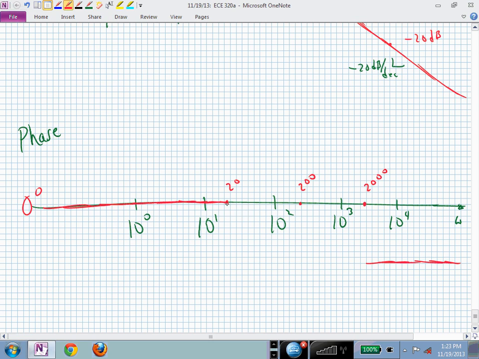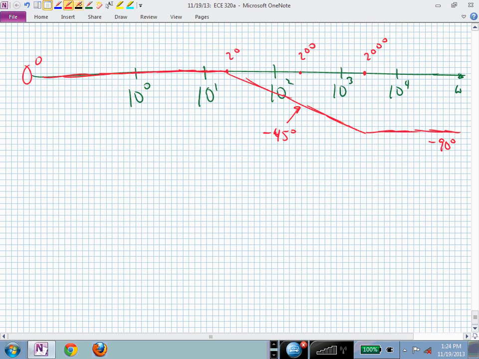And now I simply connect those limiting values of 0 and minus 90 degrees. This is now minus 90 degrees. This point, if I needed to find it, would be exactly minus 45 degrees. And that's my phase due to the linear pole factor at 200. Questions on that?